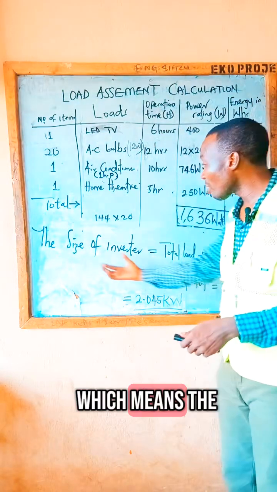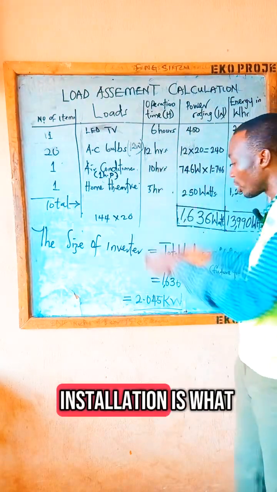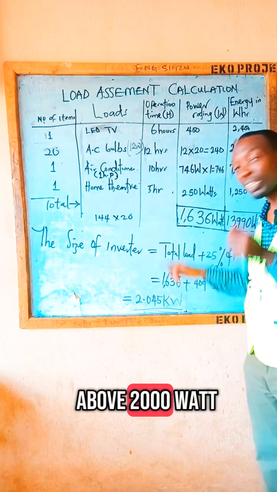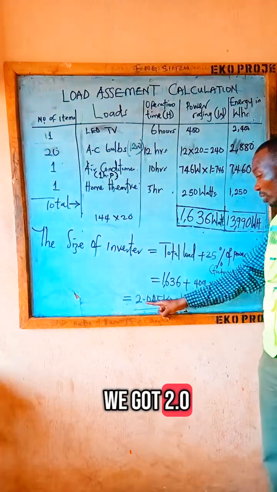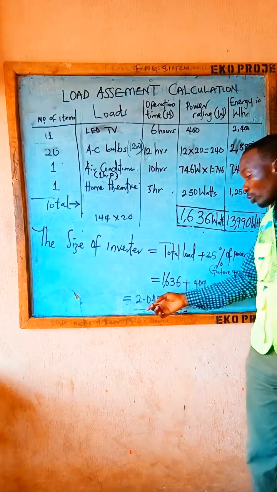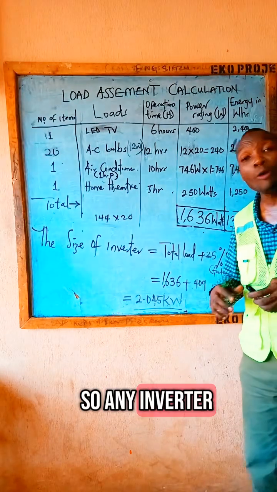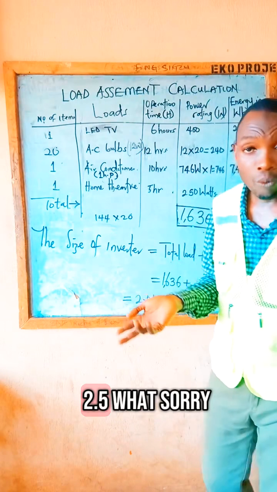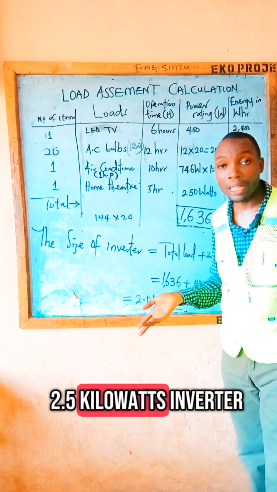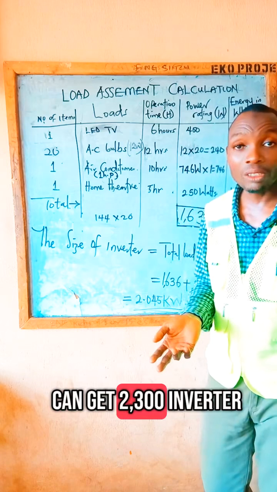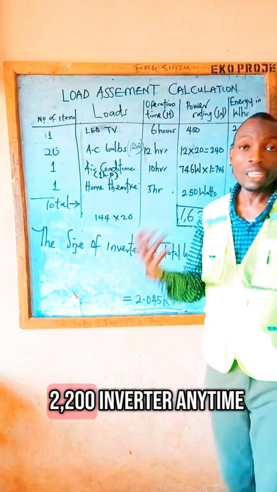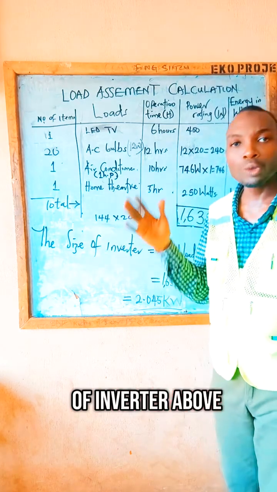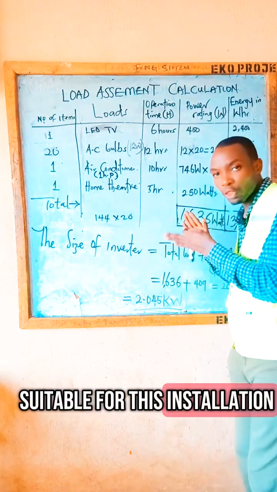Generally, this means the right size of inverter for this installation is any inverter above 2,000 watts. You can see we got 2,045 watts, that is 2.045 kilowatts. So any inverter above 2,000 watts is suitable for this installation. We can get a 2.5 kilowatt inverter, a 2,300 watt inverter, or a 2,200 watt inverter. Any rating of inverter above 2,000 watts is suitable for this installation.